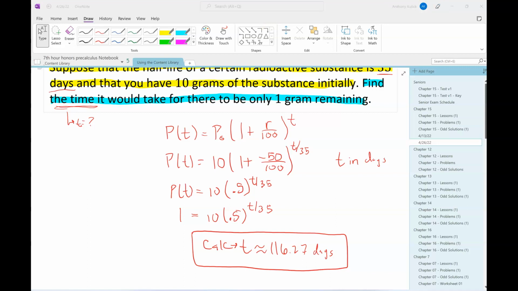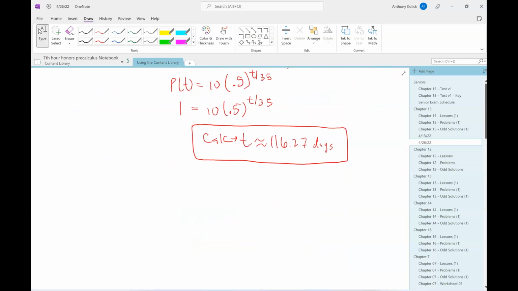So everybody feel okay doing these radioactive decay problems? They're all kind of the same, right? Is this any really different than the previous problems? No, it's the same thing, right? The only tricky part was remembering that half-life means R is -50. Woo!